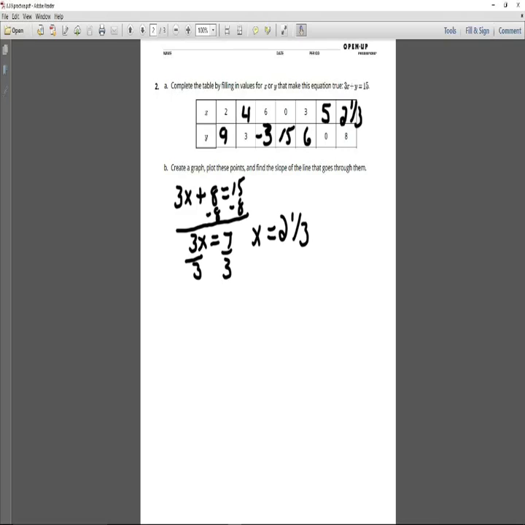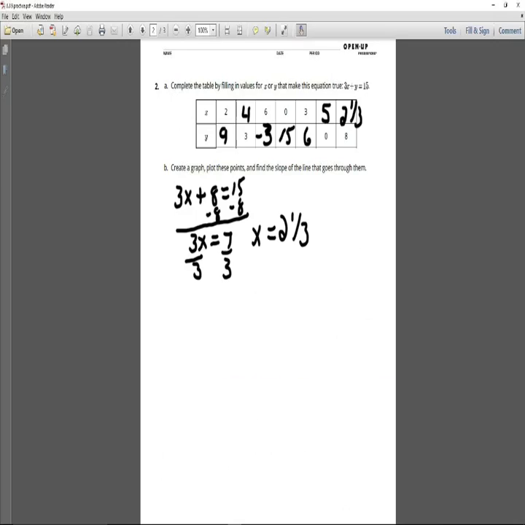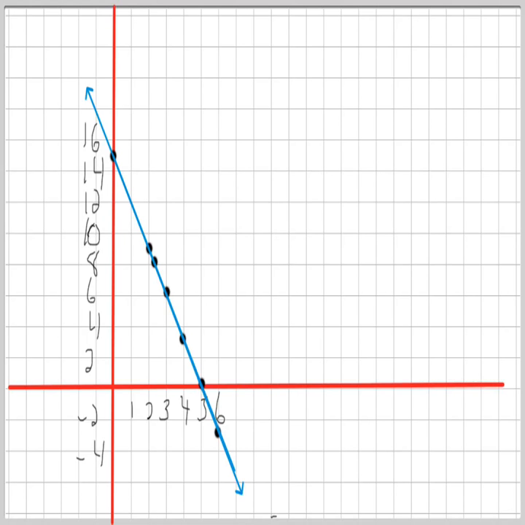Okay, now it asks me to plot these points and find the slope of the line that goes through them. So, to plot the points, all I have to do is start with the first point, which is over 2 and up 9, and then over 4 and up 3, and so on. All the points are plotted now. And I went ahead and drew a line through them. Now, I could have found the slope just with 2 points, but I'll go ahead and use 2 that are on my line because I have 2 really convenient ones.